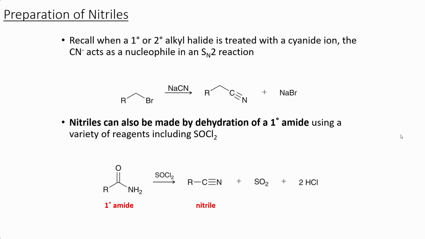The last series of reactions that we will look at is the preparation of nitriles. So if we have a primary or secondary alkyl halide that's treated with a cyanide ion, we can do an SN2 reaction to form the nitrile. And this nitrile could also be formed by the dehydration of a primary amide using SOCl2. So we could convert the primary amide to the nitrile, and our byproducts are SO2 and HCl.